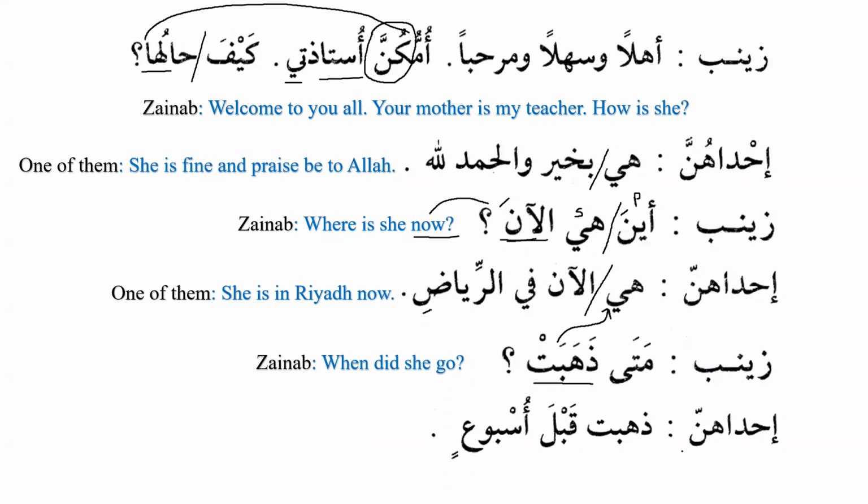Ihdahunna, one of them, dhahabat qabla usbu'in. She went a week ago. Now we can see here, dhahabat is the past tense and qabla means ago. And we can see that the noun that comes after this is majroor. What does that mean? That means it is a dharf, but it is being used as mudaf. So that's why the noun that follows it will be majroor, which is mudaf ilayh. So one of them says, she went a week ago.